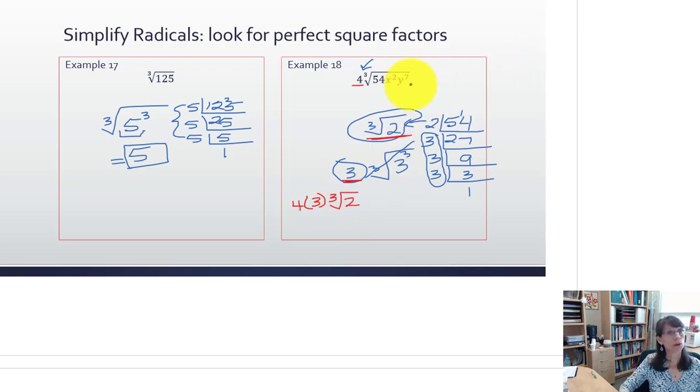Next, we're going to work with these variable terms. In order to work with these easily, I'm going to look for any exponent that is at least 3 or larger. Since x squared doesn't have an exponent of 3 or larger, all of the x squared will remain under the cube root.